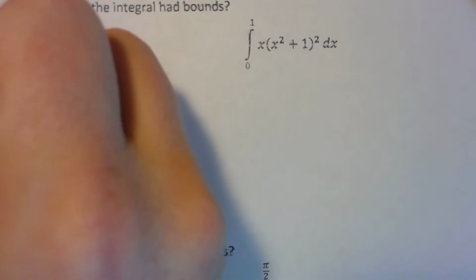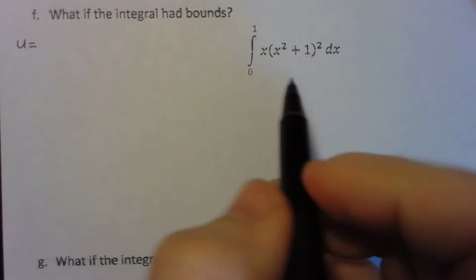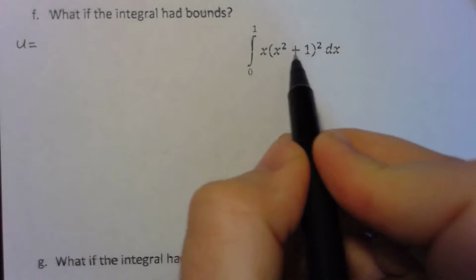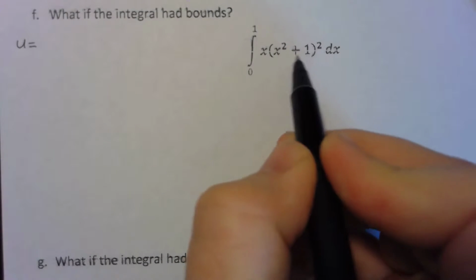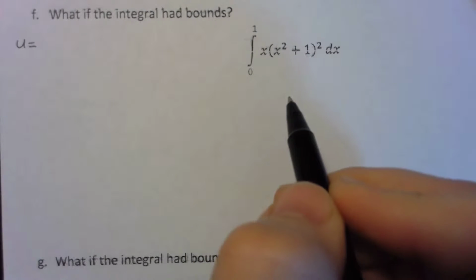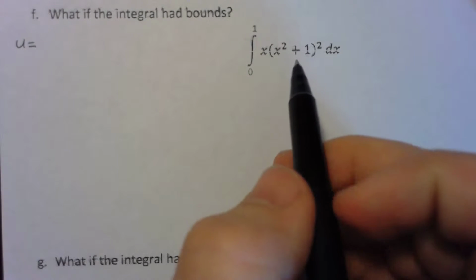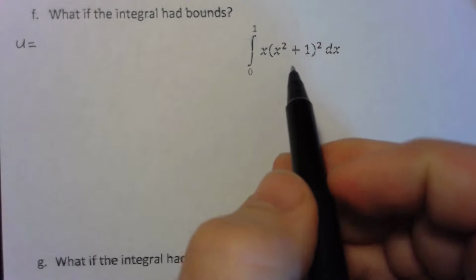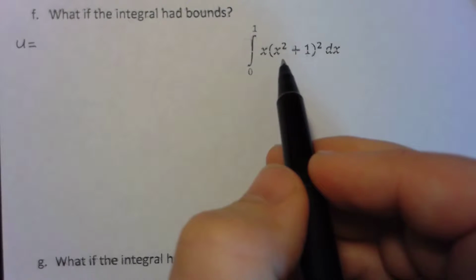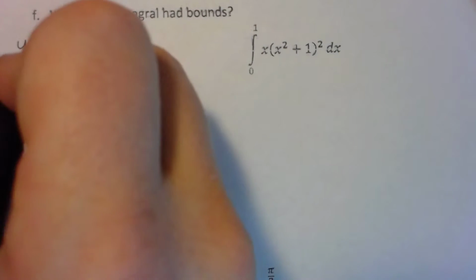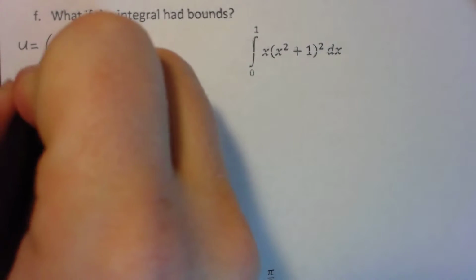Off to the side here, I'm going to write u equals, and the u that I'm going to let be is x squared plus 1. The reason why I'm going to let it be that stuff is because you'll notice that it's in the interior of something squared. Now keep in mind, every time that you attempt to use u substitution, you might not get the correct u right off the bat the first time. But it's important for us to attempt different u's.